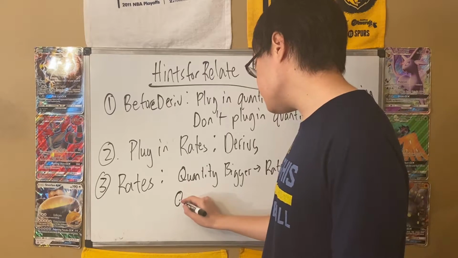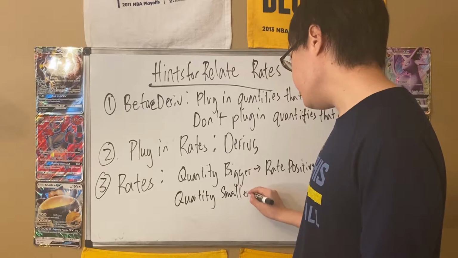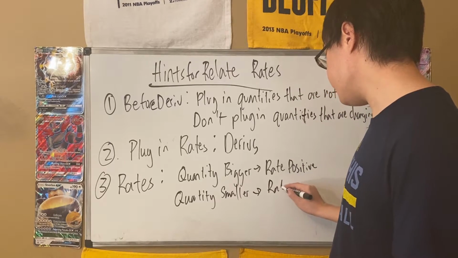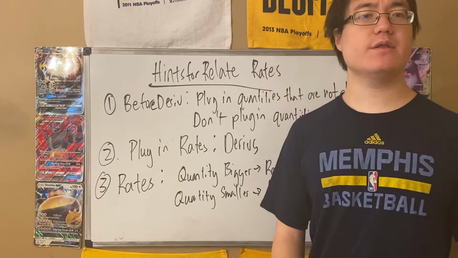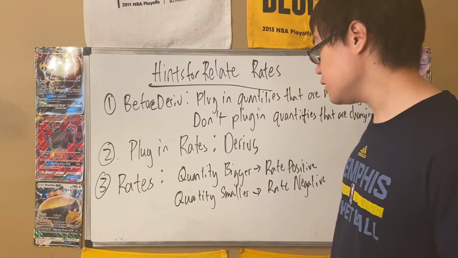If the quantity is getting smaller, that's the hardest part. That means that your rate is going to be negative, meaning your derivative is going to be negative. And it's very difficult to see because in the question, there's not going to be a negative number, so you have to put a negative number into the question.